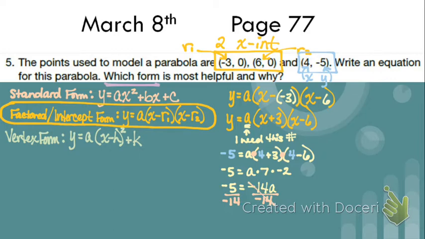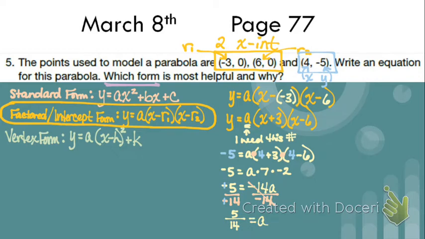A negative divided by a negative gives me a positive. Can I simplify 5 over 14 anymore? Is it going to come out nice as a decimal? Then let's not. Leave it as a fraction. If it doesn't get prettier writing it as a decimal, then don't. So 5 over 14 is my a value.